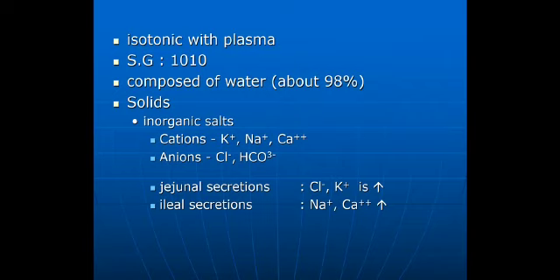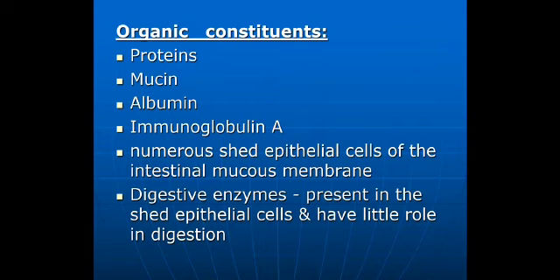98% of the small intestine juice is made up of water, and the solids are inorganic and organic. The inorganic are the cations and the anions, with jejunal and ileal secretions containing all the minerals. The organic constituents are the proteins, the mucin, the albumin, and the immunoglobulin, and the numerous shed epithelial cells of the intestinal mucous membrane. On an average, 50 grams is shed, and the digestive enzymes present in the shed epithelial cells have little role in digestion.